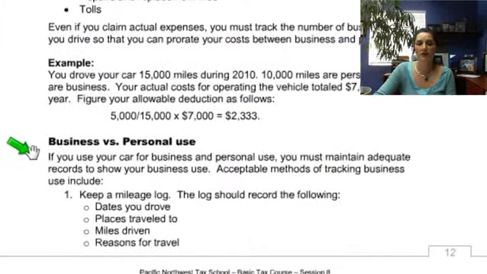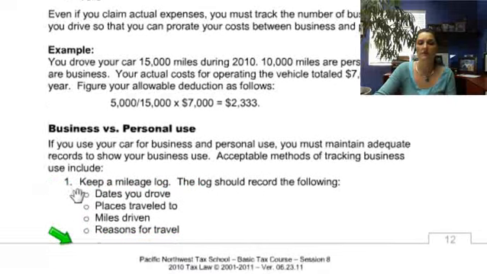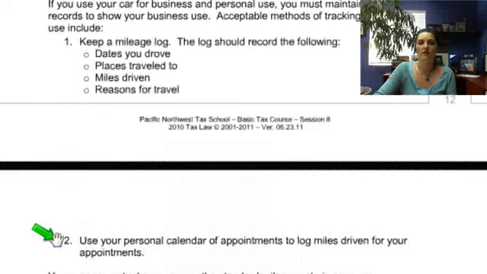Business versus personal use of your car. If you use your car for business and personal use, you must maintain adequate records to show your business use. Acceptable methods of tracking business use include keeping a mileage log, and the log should record the following: the dates you traveled, the places you traveled to, the miles driven, and the reason for your travel. Also, your personal calendar of appointments to log miles driven for your appointments could be used. So you can keep an actual mileage log, or you can keep a calendar.